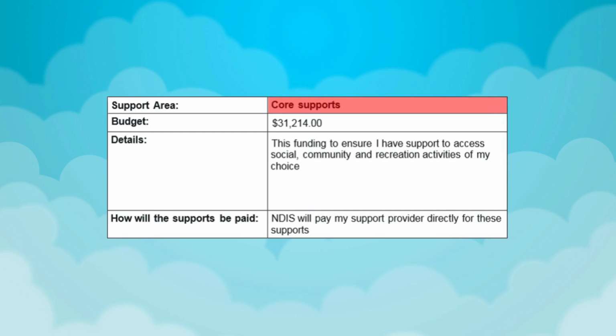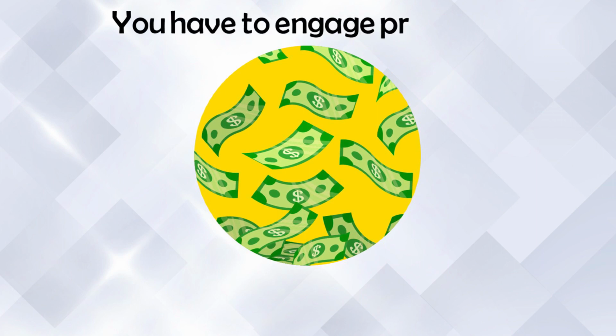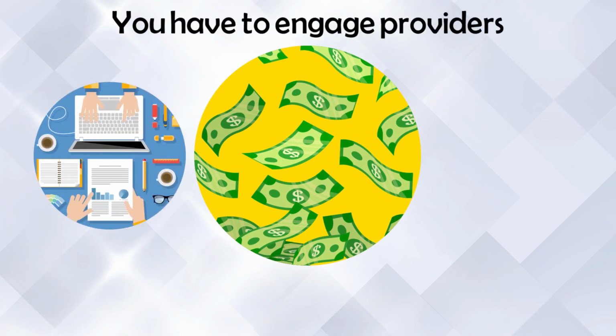In this example, the $31,214 is allocated to access social, community, and recreational activities. Please be aware, you might get more money or less in your plan. You now have some funding and some direction, but that is all. To get supports happening, you have to engage providers, and you can do this immediately.